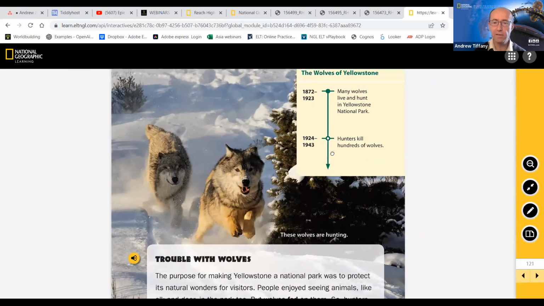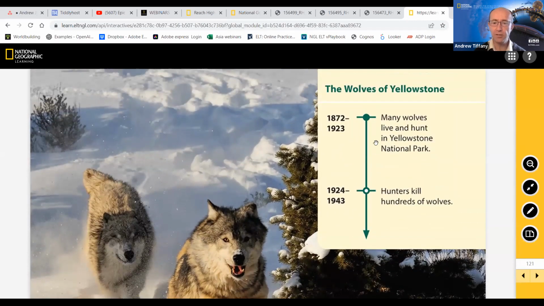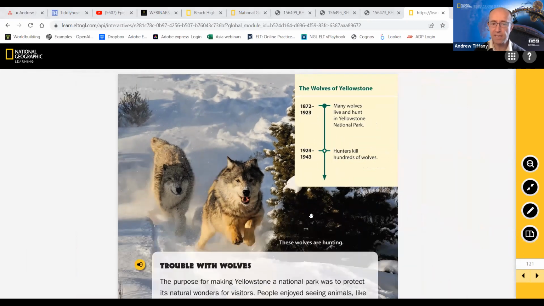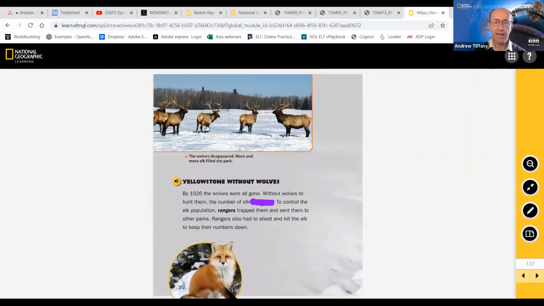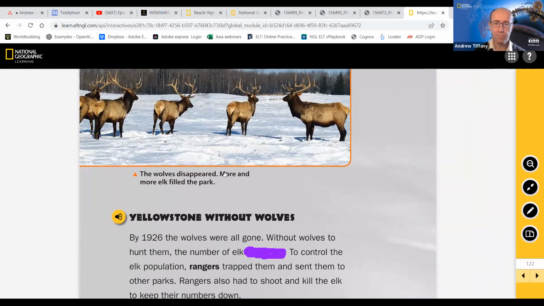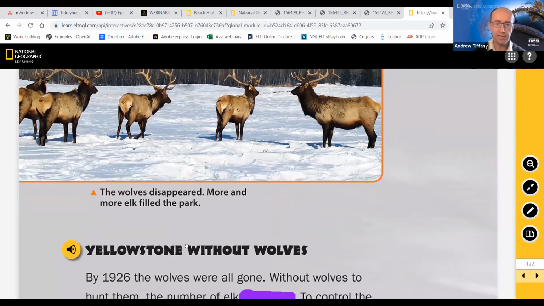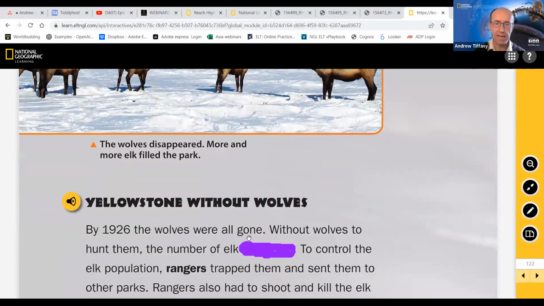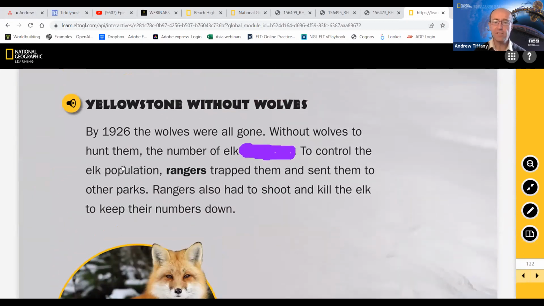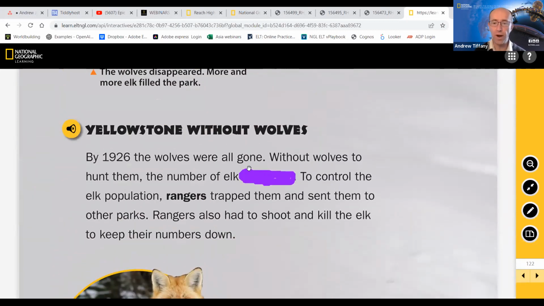Oh, and you can see our timeline. So in 1872, we have the national park. And then in 1924, hunters start to kill the wolves, hundreds of wolves. Let's take a look at the next page. Here we've got some elk. These are called elk, really big deer, or well, not deer exactly, but like deer. And down here we've got a fox. By 1926, the wolves were all gone. Wow. So not just that there's fewer and fewer, there are no wolves in the park. That's crazy. All the wolves are gone.